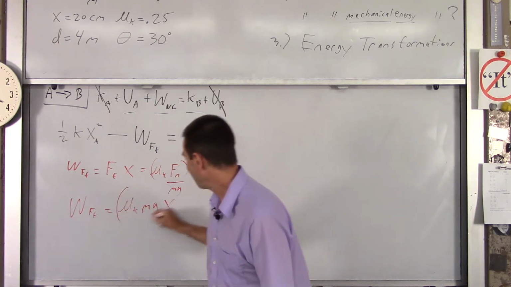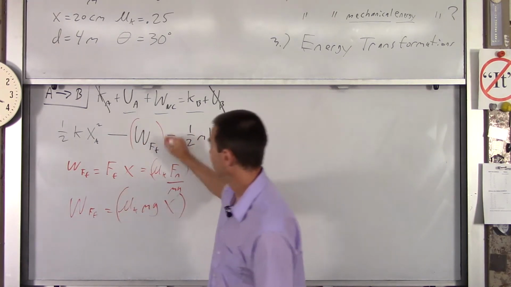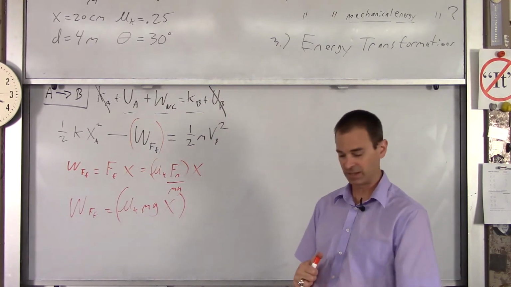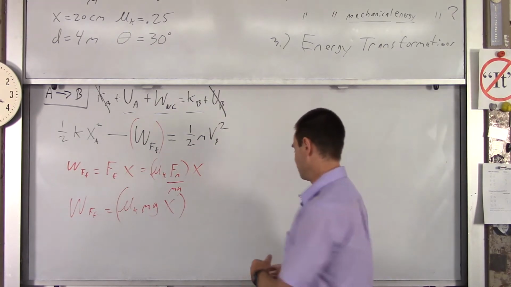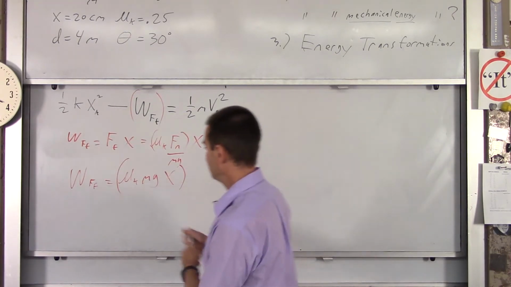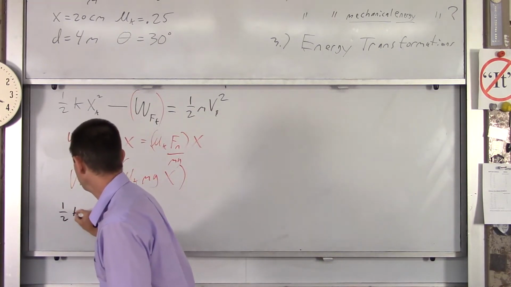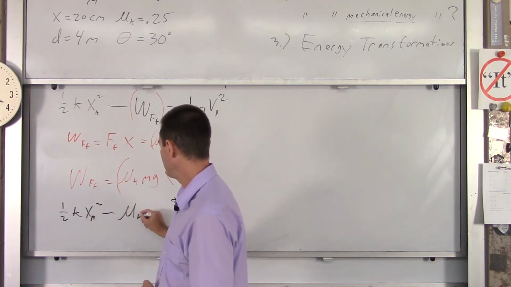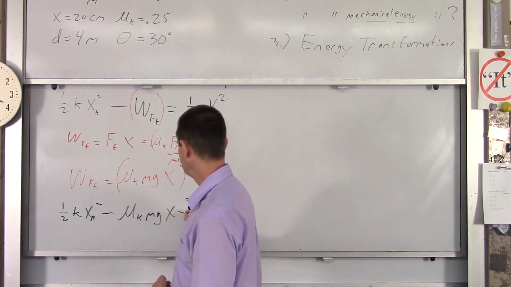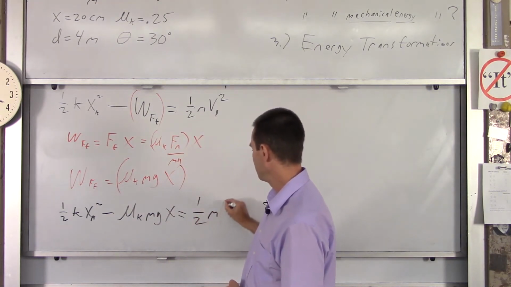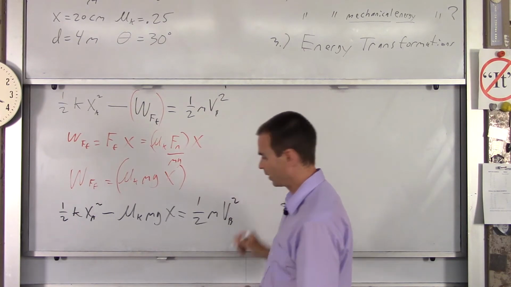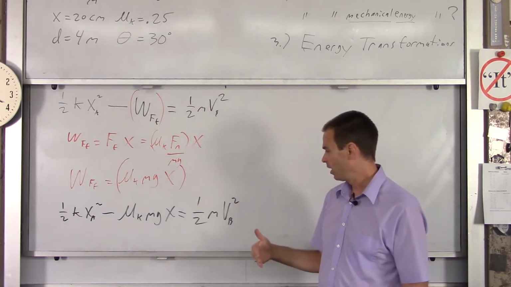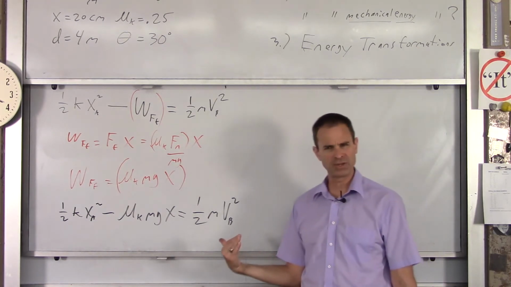So we put all that in for this right here, and we still have the negative sign out front because that work is going to be negative. That's going to suck energy away from our box. So if we put all that down here, we get 1/2 k x_a squared minus mu sub k mgx equals 1/2 m v_b squared. Looking at all that, the good news is we have all those numbers. Also make a note, there's nothing here that we can really cancel.